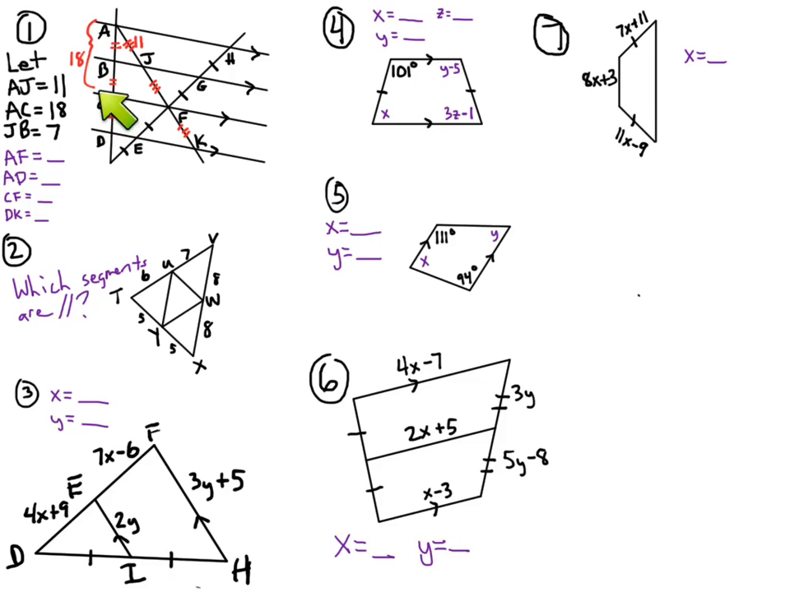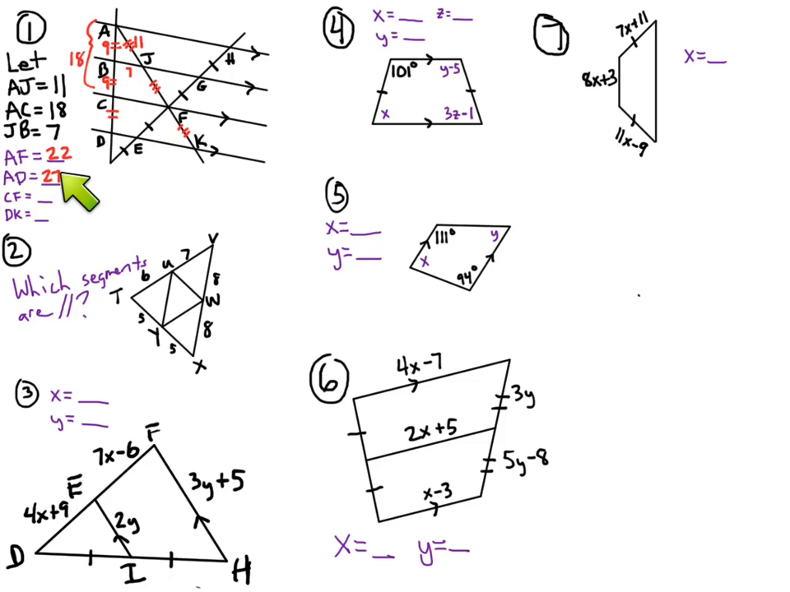is 18, well, that means that these parts will both be 9 because AC has two sections. So AB is 9 and BC is 9. And then, of course, JB is 7. So from there, we can figure out that AF includes two sections of these 11, so that's 22. AD is three sections here, AB, BC, and CD.